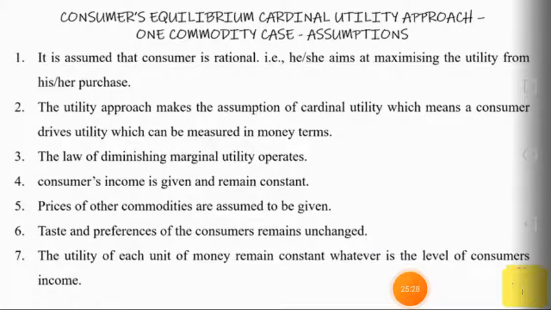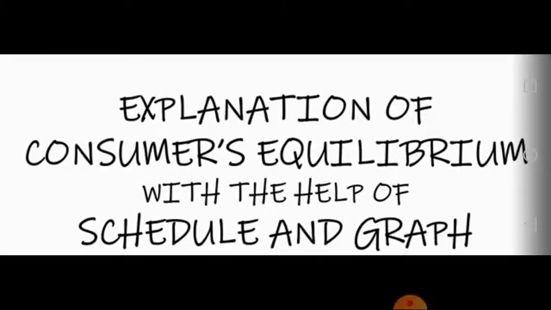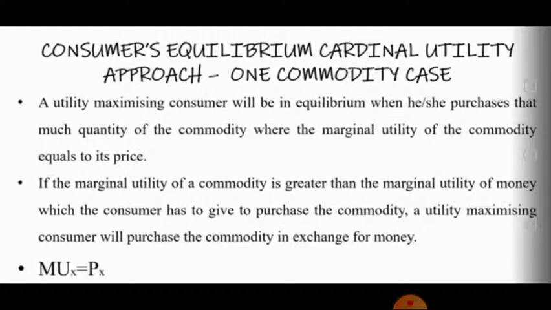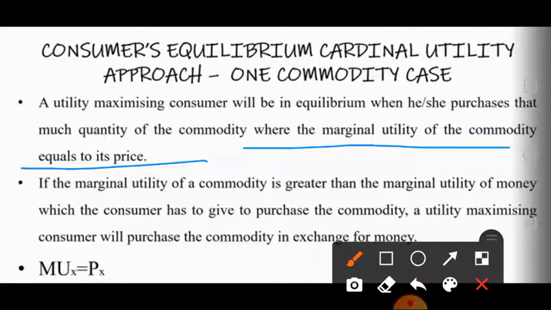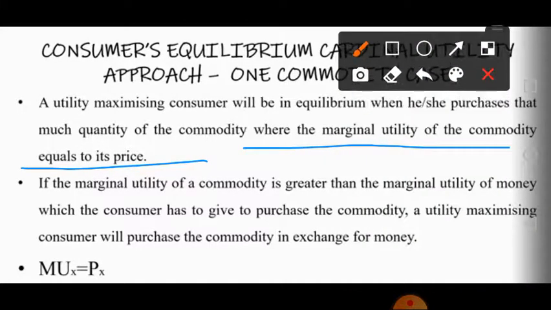Now I am going to discuss it with the help of a proper schedule and diagram, then you will be able to connect it in a better manner. So, explanation of consumer equilibrium with the help of schedule and diagram. The consumer equilibrium conditions are given. In the one commodity case, a utility maximizing consumer will be in equilibrium when she purchases that much quantity of a commodity where the marginal utility of the commodity equals its price. So the condition we got here is where the MU, that is the marginal utility of the commodity, equals its price. Then the consumer will get the maximum satisfaction.